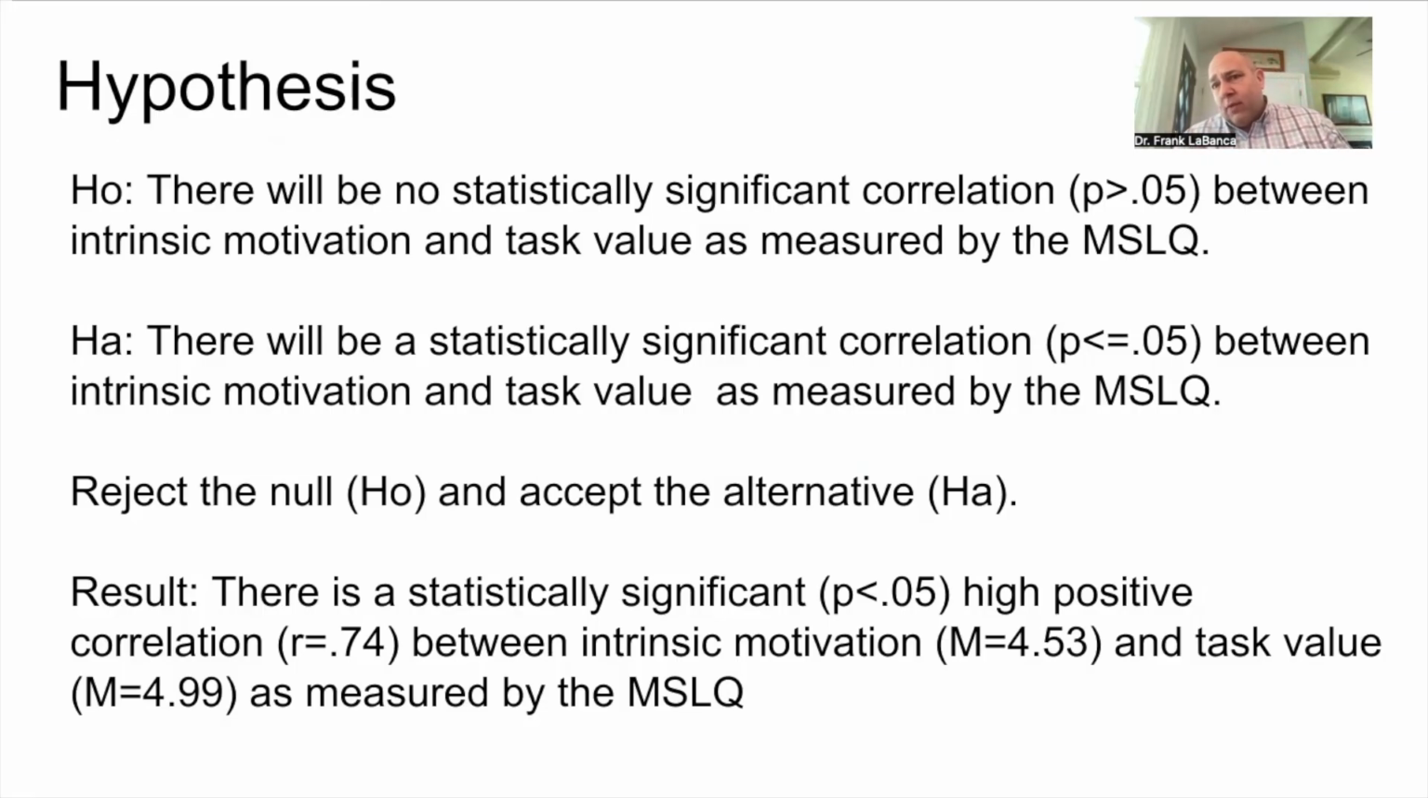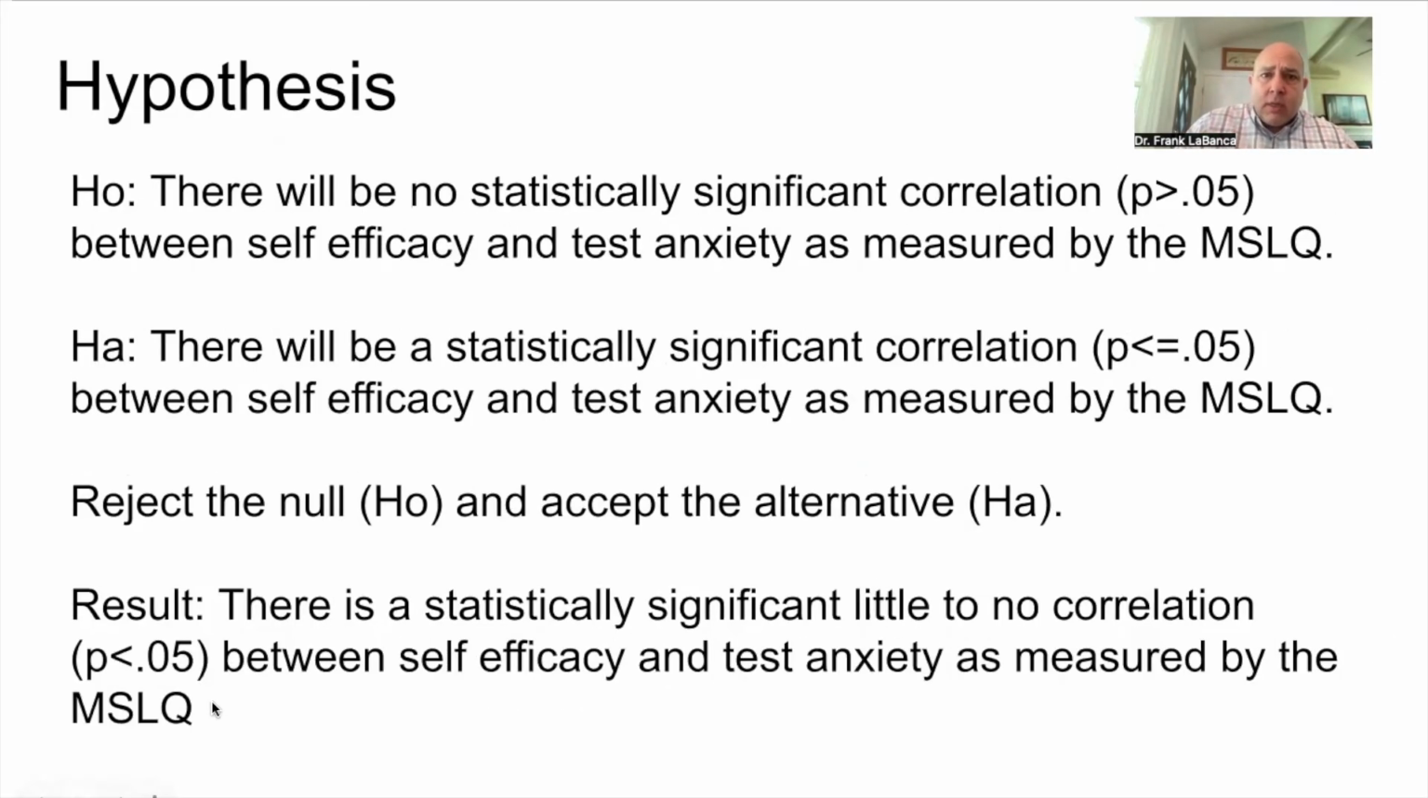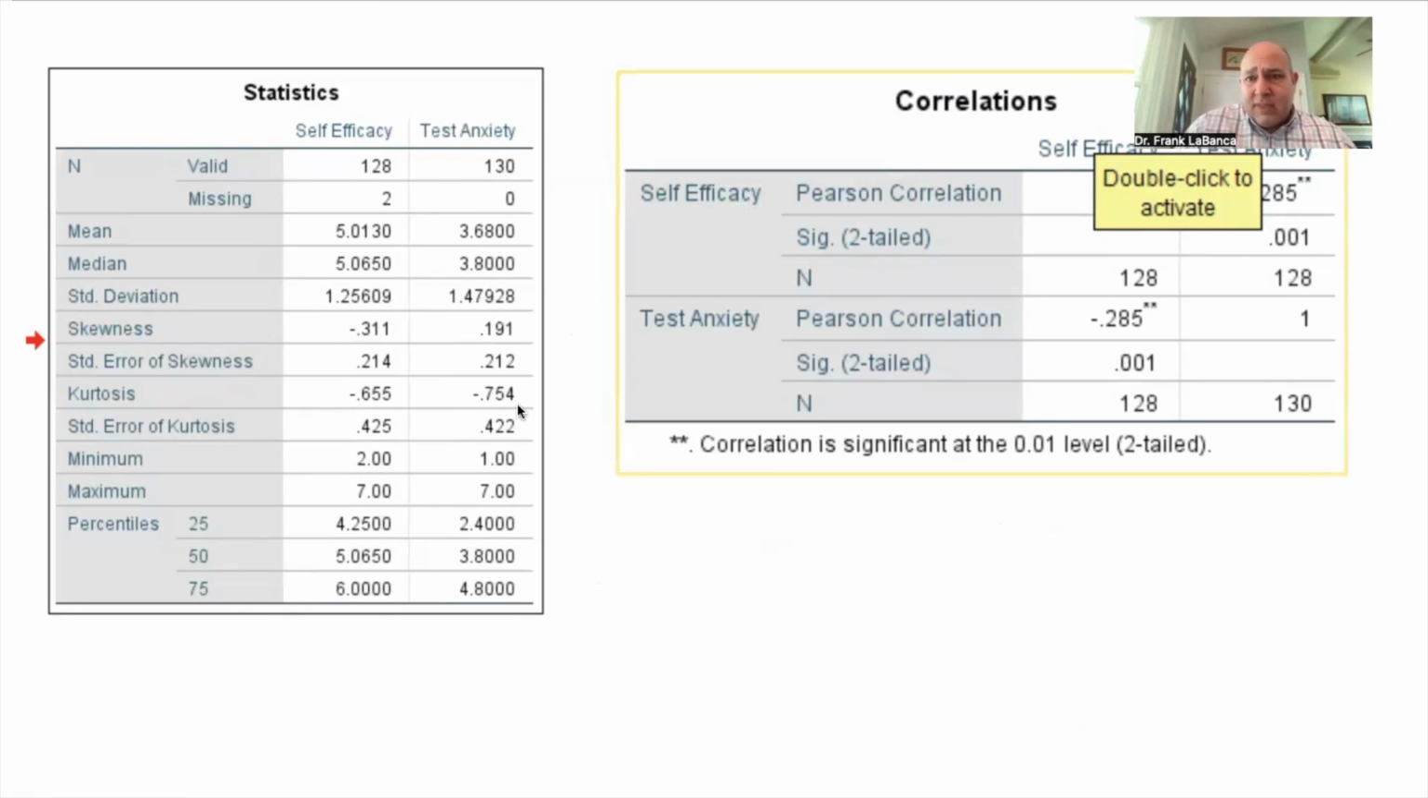I added one thing in this one. If you want to add a little more detail, this is an optional part, but sometimes it's worthwhile. It's definitely worthwhile when you do some of the other tests. There is a statistically significant, p is less than 0.05, high positive correlation, get that from my rules of thumb, r equals 0.74, between intrinsic motivation, and then I put the average of what intrinsic motivation was. So 4.53 and task value 4.99 as measured by the MSLQ. And you would get all that information from the descriptive statistics and the correlation table.